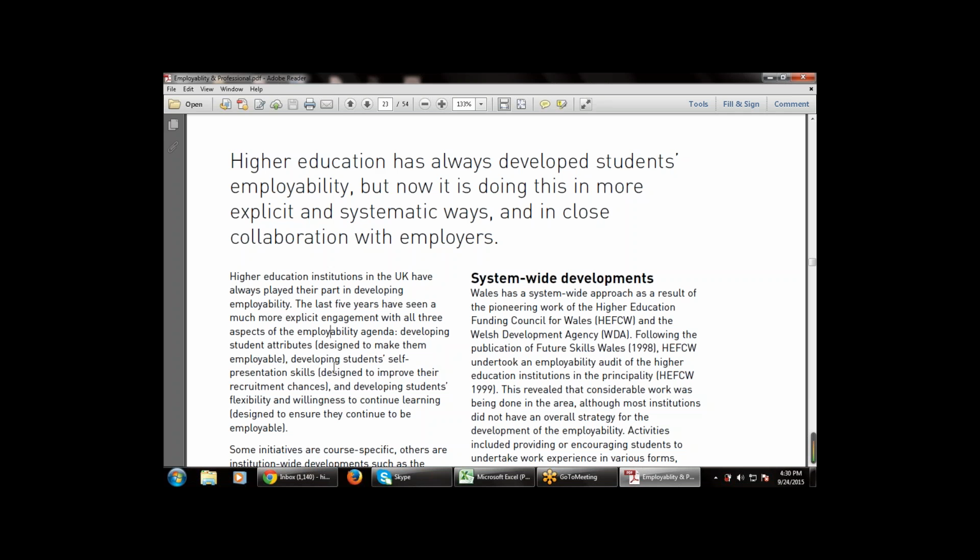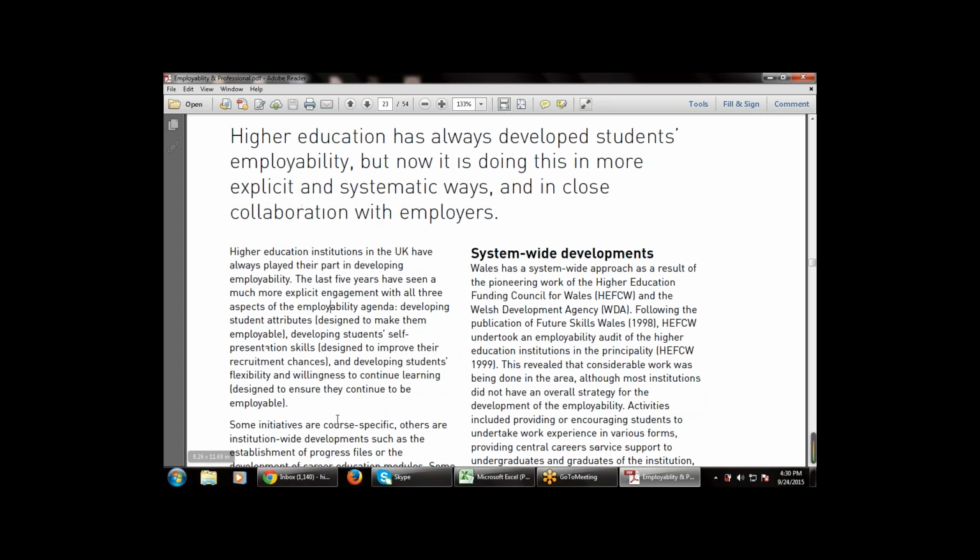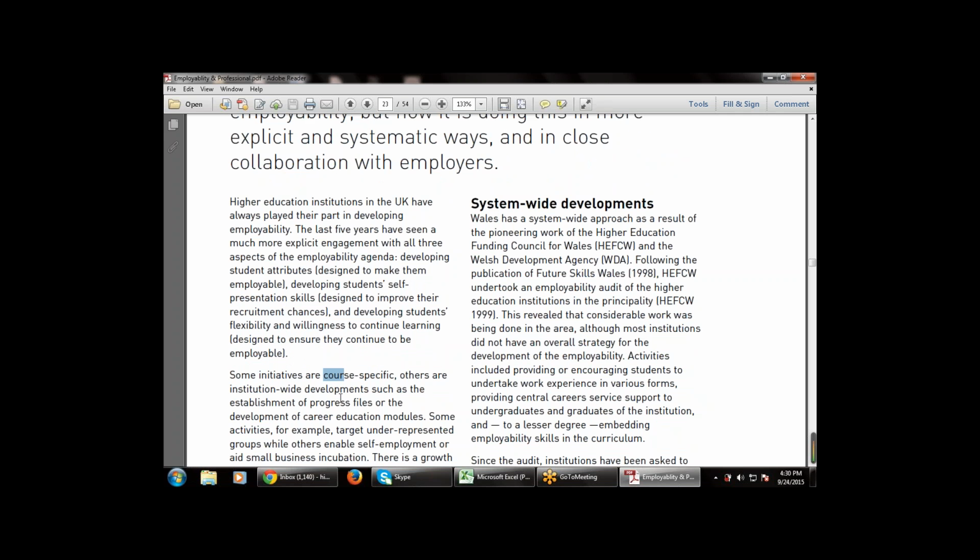Some initiatives are course specific, and others are institution-wide developments, such as the establishment of progress files or the development of the career education module. The career education module should be developed with content enrichment, as part of the institute-wide development. There are different career modules carried on, which are the career education modules.